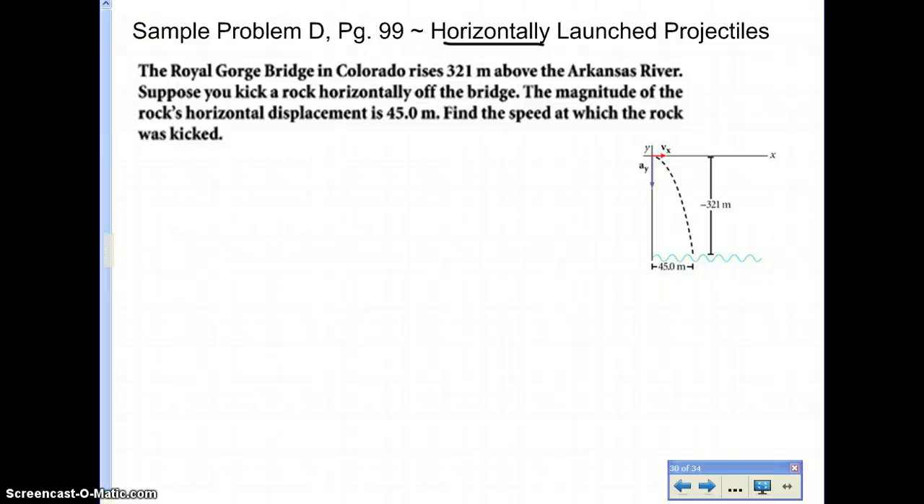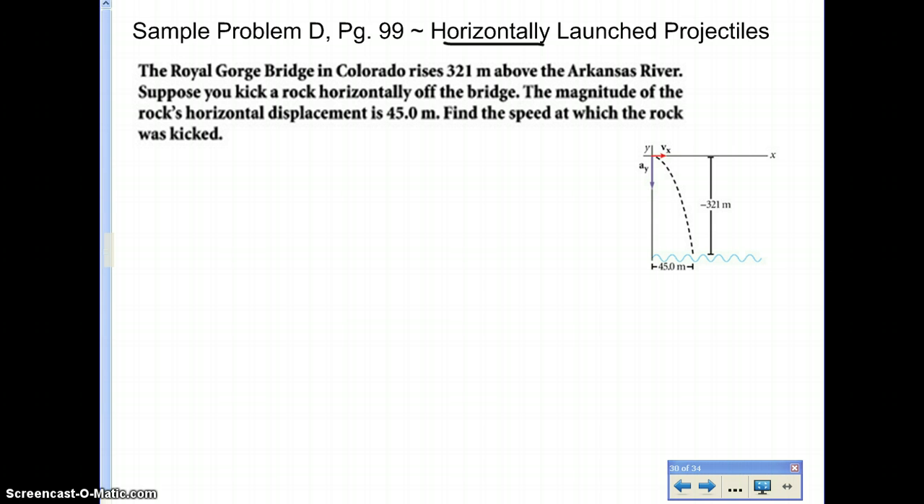Physics students, today we're going to be walking you through Chapter 3, Sample Problem D, which is on page 99 in your text. It's about horizontally launched projectiles. Now, in this problem, we're going to be solving for some variables for a projectile, and we probably need to stop and define a projectile.